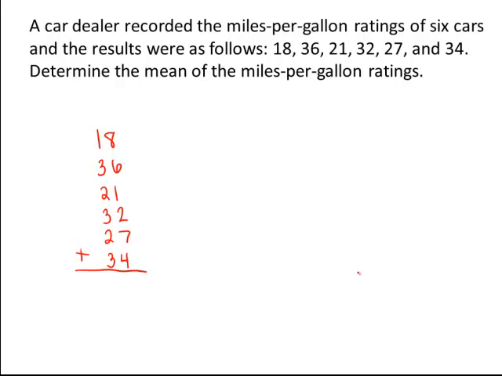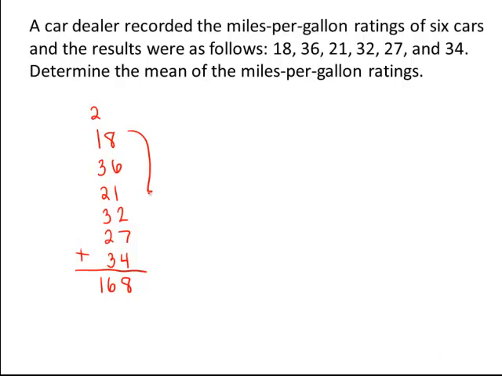8 plus 6 is 14, plus 1 is 15, plus 2 is 17, plus 7 is 24, plus 4 more makes 28. So I'll write the 8 and carry the 2. 2 plus 1 is 3, plus 3 is 6, plus 2 is 8, plus 3 is 11, plus 2 is 13, plus 3 is 16. So our sum is 168.